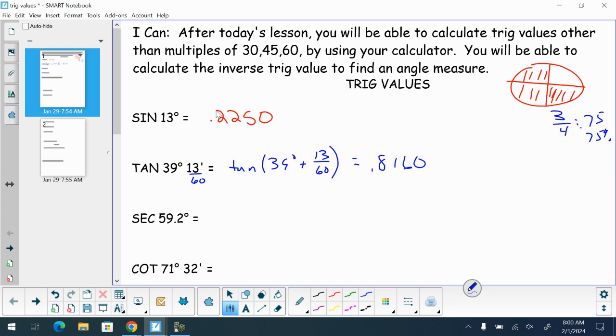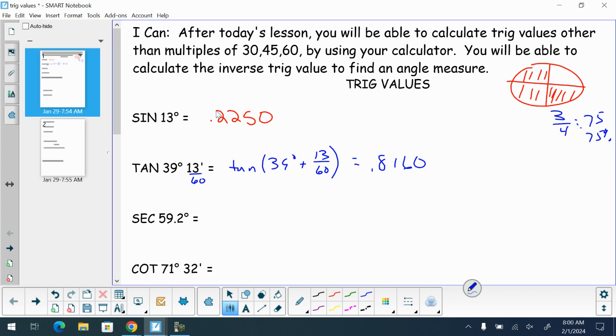So when we're dealing with minutes, we can just put it over 60, your minutes over 60, and click it into the calculator. Your calculator will follow your order of operations for you, so you don't have to worry about doing anything special. You don't have to put 13 divided by 60, get a decimal value, and then take 39 point whatever. You can type it in as is. Don't make your life more difficult.